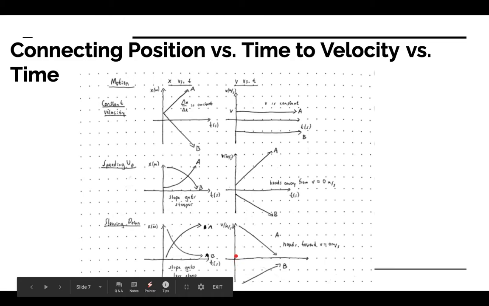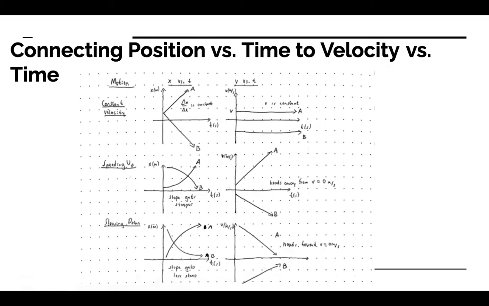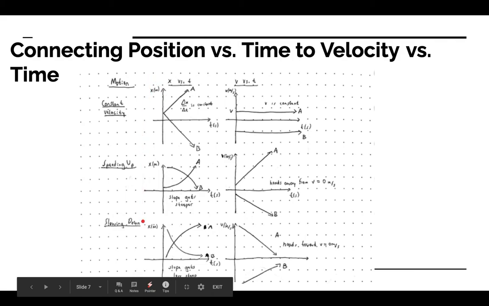Again, this is a lot of information to process. We're going to spend a good amount of time with this in class over the next couple of days. But make sure that you have these graphs down right here so that we're ready to go with practice, okay?